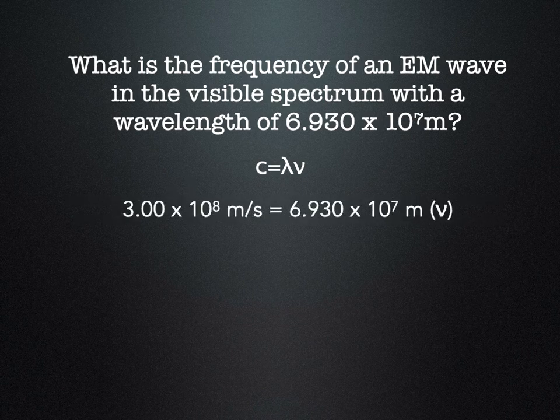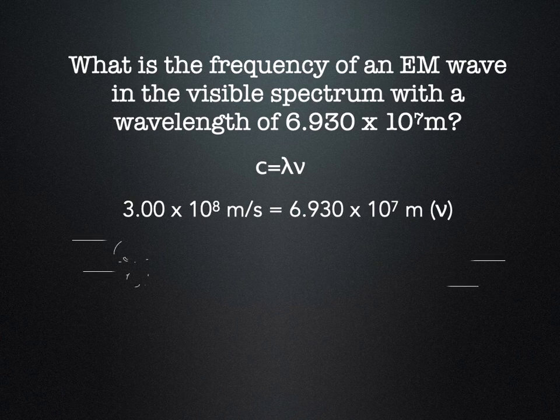So 3 times 10 to the 8th meters per second is our speed of light. 6.930 times 10 to the 7th meters is our wavelength. We're trying to solve for frequency. You should go ahead now and pause the video. You should do the calculation yourself. Make sure you can round it for significant digits. Make sure you know what the units are supposed to be. Go ahead and do that. Write it down and then play the video to check the answer.